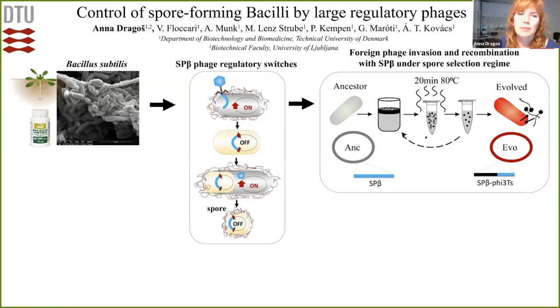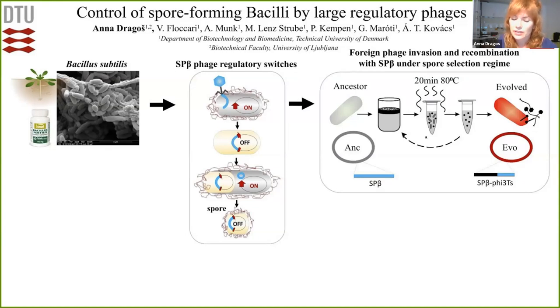I'm Anna Dragos and I work as an assistant professor at the University of Ljubljana. We work with Bacillus subtilis, which is a probiotic plant growth promoting bacterium, and the commonly used lab strain is lysogenic for a large SP beta prophage, which belongs to so-called phage regulatory switches. SP beta integrates into a functional locus encoding for polysaccharide biosynthesis and it excises itself from the host chromosome prior to the sporulation. So this phage integration and excision switches the expression of host attachment genes on and off.